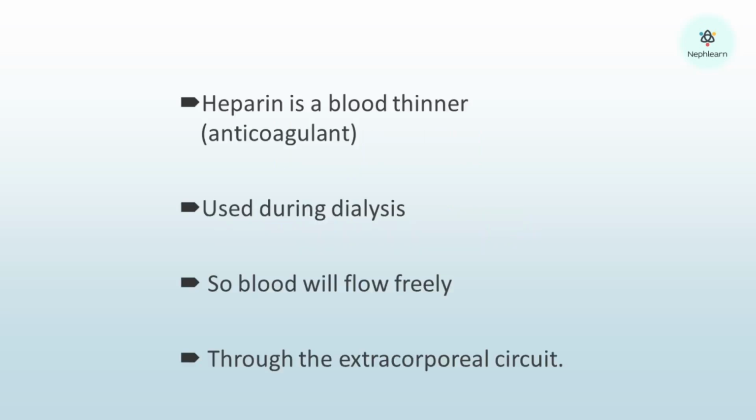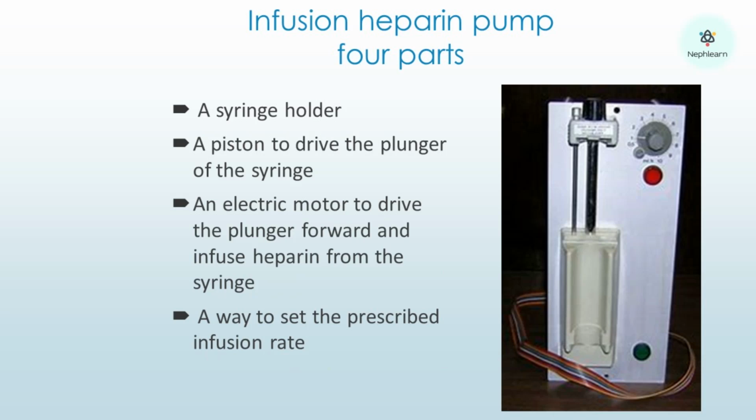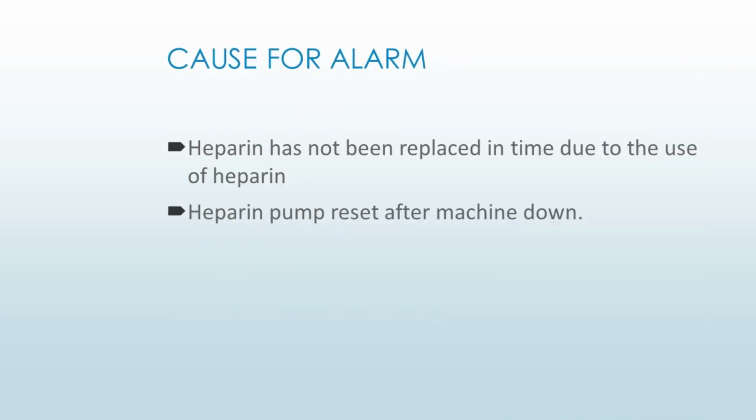Heparin is a blood thinner or anticoagulant used during dialysis so blood will flow freely through the extracorporeal circuit. The pump consists of a syringe holder, a piston, and an electric motor to deliver precise amounts of heparin. The alarm sounds if the heparin is inadequate or the pump is reset after the machine was down.